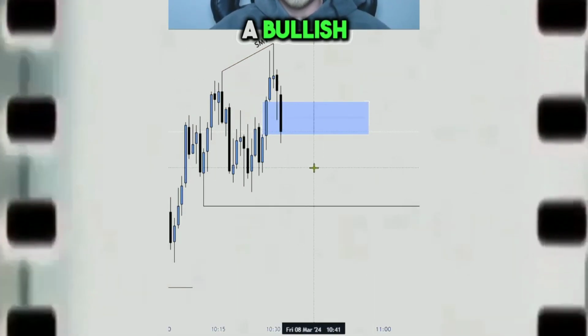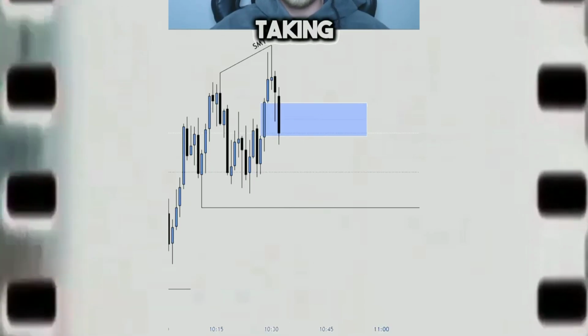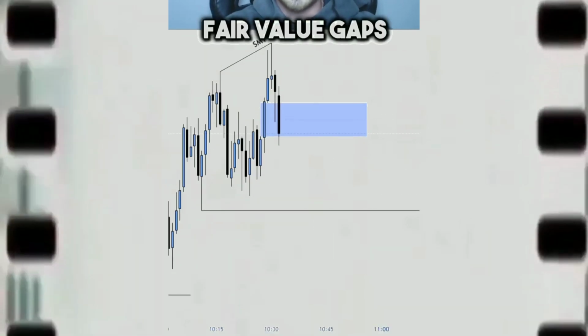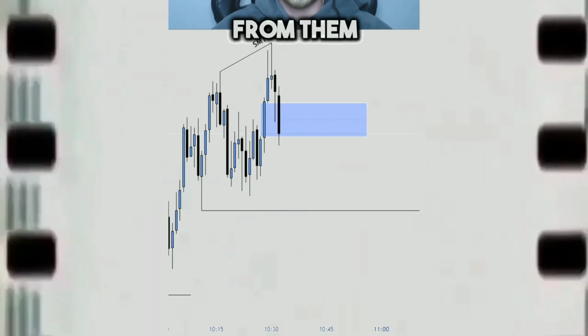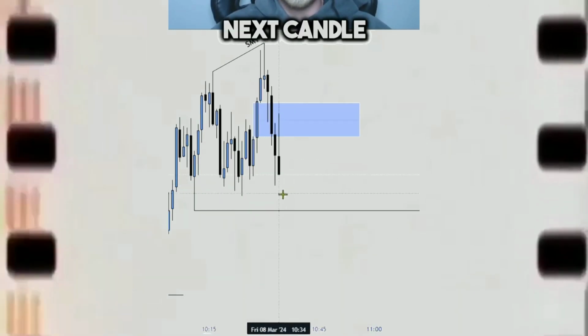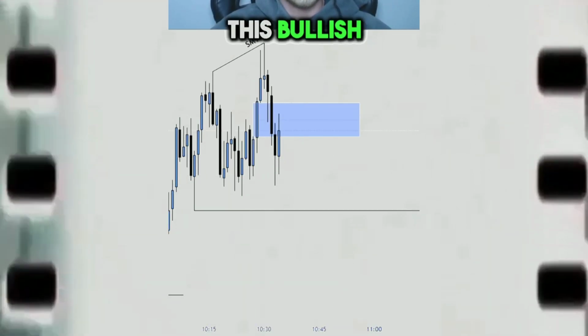We also have a bullish fair value gap. So now, instead of taking long positions from bullish fair value gaps, I only look to take shorts from them. As you can see on our next candle, we get a candle close below this bullish fair value gap. Therefore, I will enter into a short position.